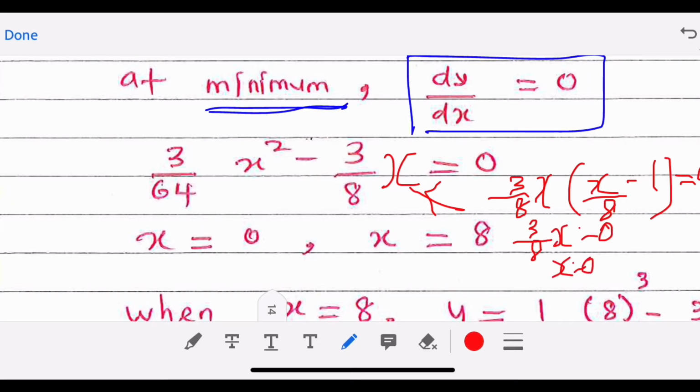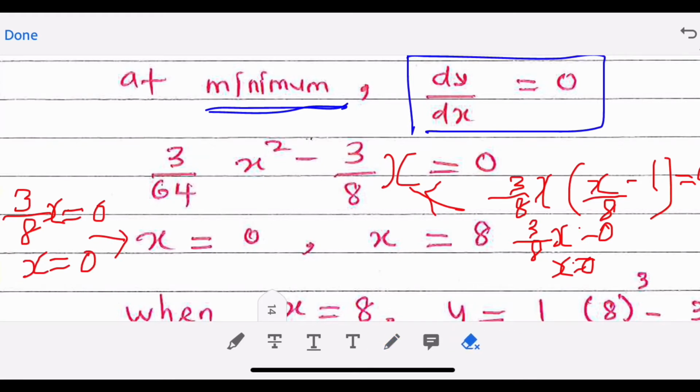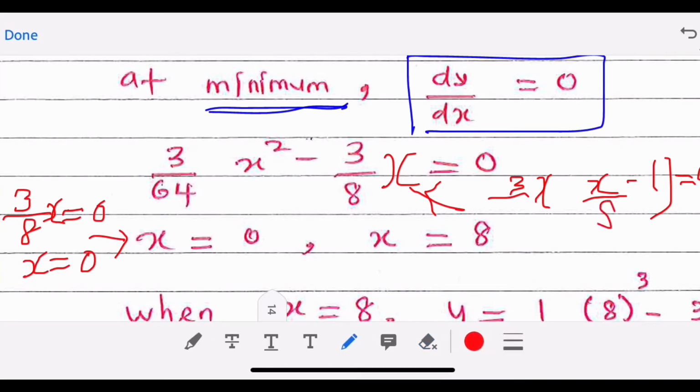Common factor means it belongs to two terms. So I will factorize 3/8 x. If I factorize, meaning that the balance inside I have to divide by 3/8. So it looks like I've got x/8 minus 1. Now I let the factor equal to 0. So I have two factors, you know or not?